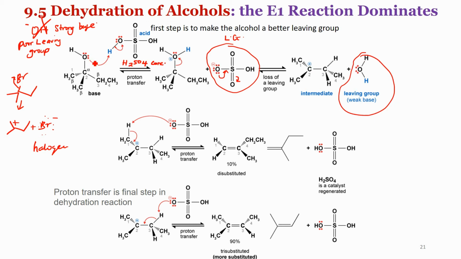Once you help OH become a good leaving group, you lose the H2O, you get a carbocation, it happens to be a tertiary. No need for shifts. Now, remember the conjugate base that was lost during the first step can be used as a base to take out this beta hydrogen in your carbocation. You know, this is the beta carbon, and these are beta hydrogens.